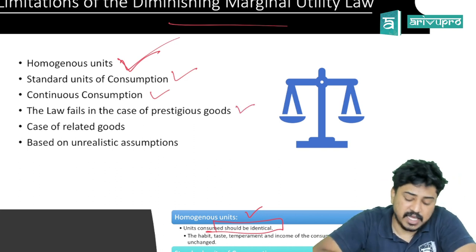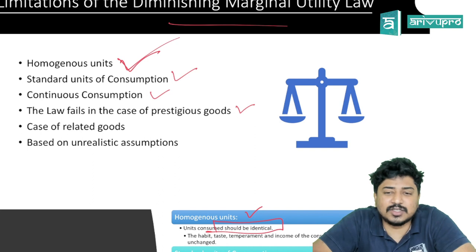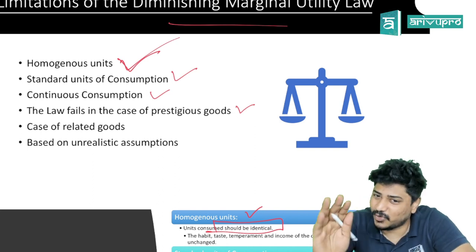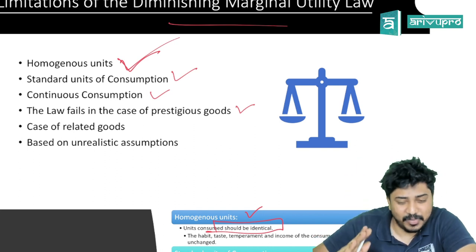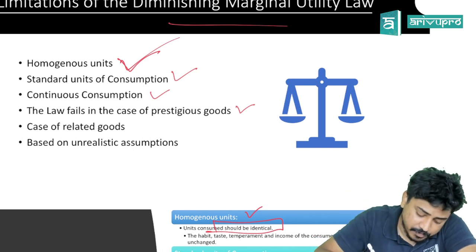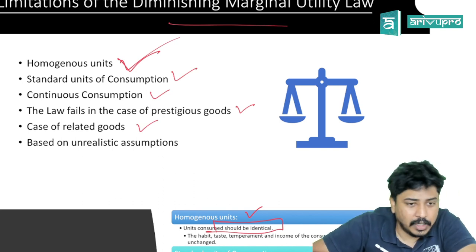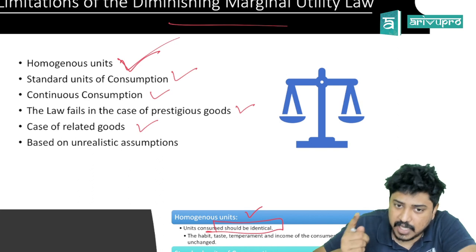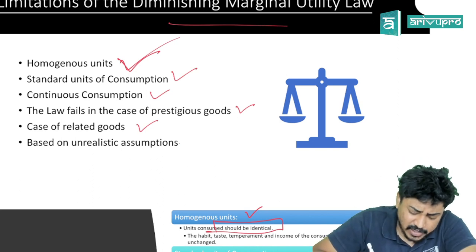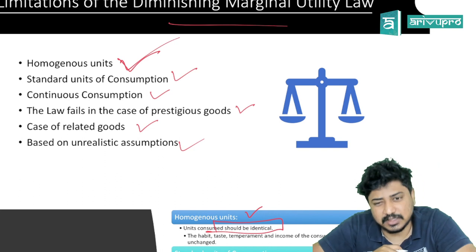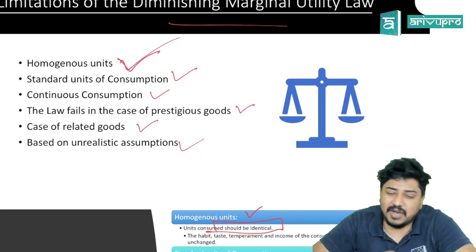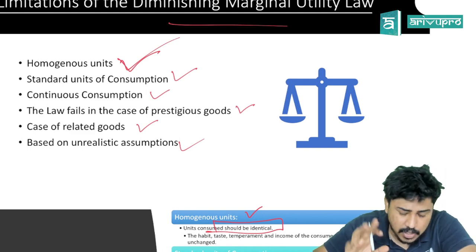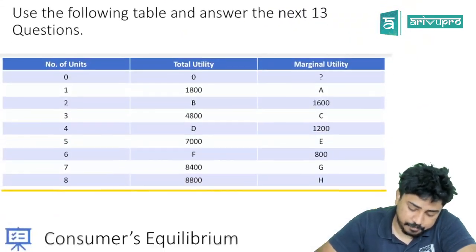And the law fails in case of prestigious goods, right? Like gold, if they give you a second kg of gold, you won't say the utility is lower. You'll be more than happy to get it, right? In case of related goods, I told you independent goods are ignored here, right? Complementary goods, I took the Starbucks example, right? That is all ignored here. It is based on some unrealistic assumption. What is the unrealistic assumption? Utility can be measured in terms of money. A little bit unrealistic assumption, right? Done.